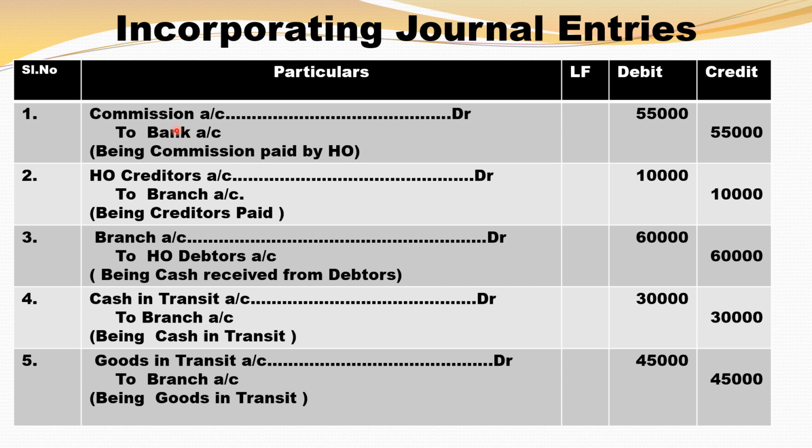So commission account debit to bank, students. Commission is an expense, cash is going out, commission account debit to bank. Second one, creditor is a receiver, branch is a giver. Third one, branch is a receiver, debtor is a giver. Fourth one, cash in transit account debit to branch. Fifth one, goods in transit account debit to branch.